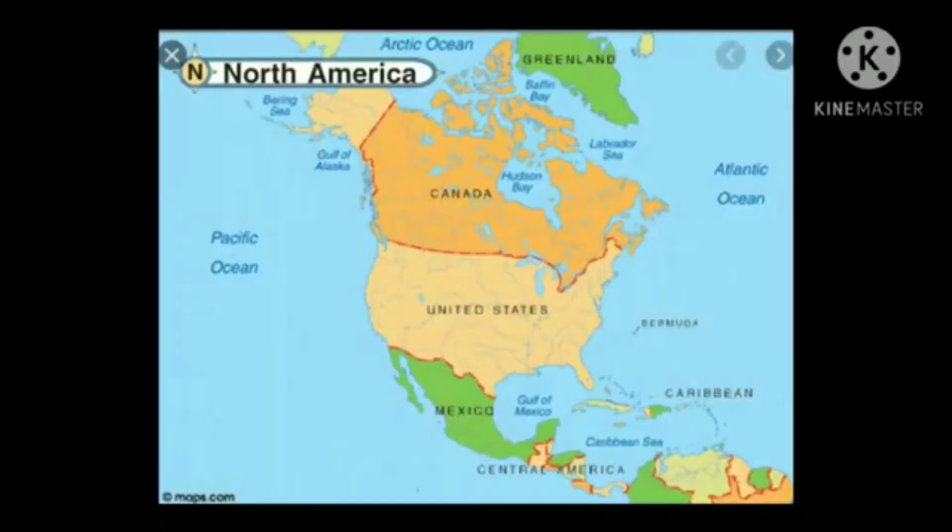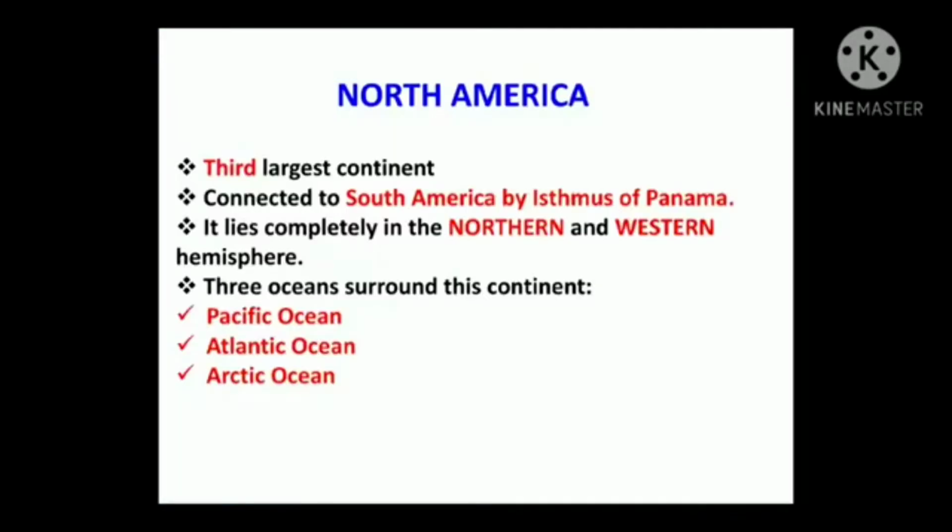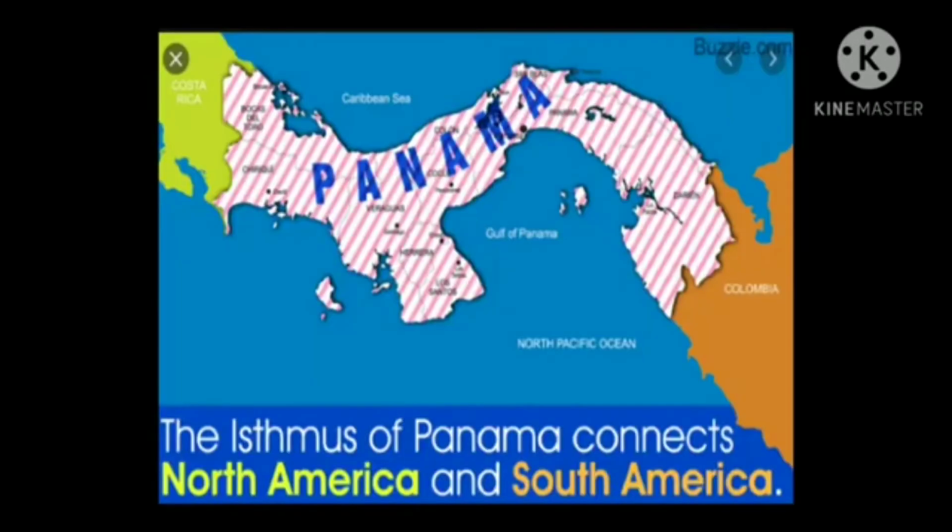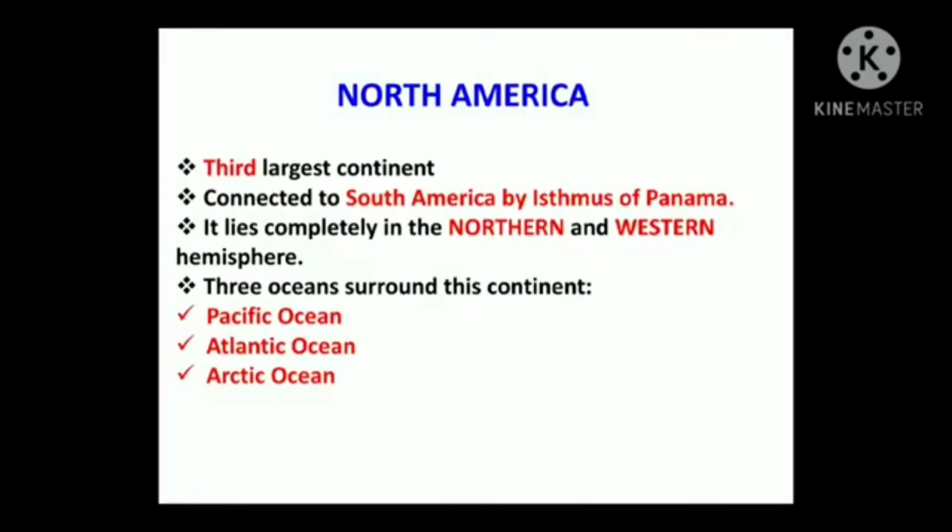First one is North America. It is the third largest continent of the world and it is linked to South America by a very narrow strip of land called the Isthmus of Panama. This continent lies completely in the northern and western hemisphere, and three oceans surround it. Do you know what they are? They are the Pacific Ocean, Atlantic Ocean and Arctic Ocean. So these are the main features of North America.